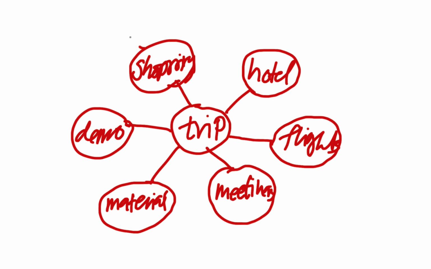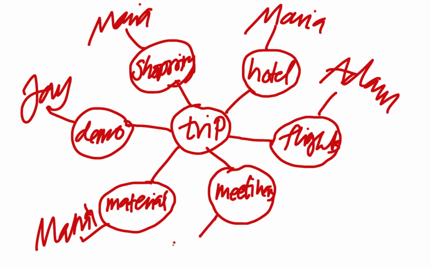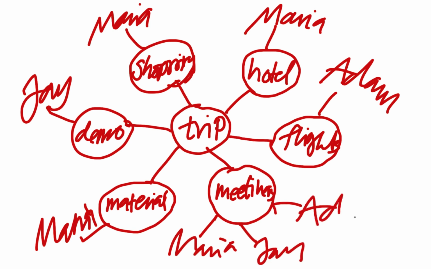This is quite messy and we need to see who does what. Shopping, I volunteer. I'm also good at booking hotels. I'm going to have Adam booking the flights. I'm going to have Jay doing the demos. I'm going to do the materials and meetings. That's for all of us, actually.